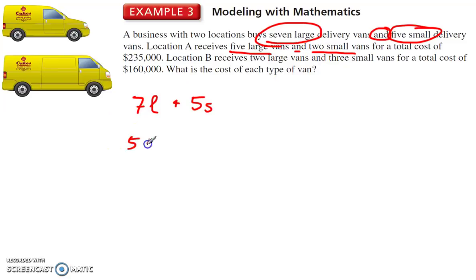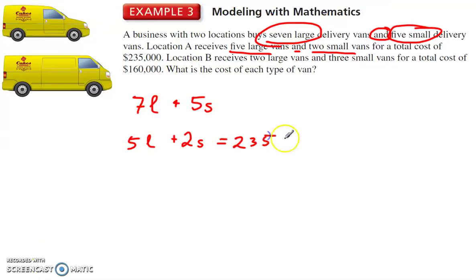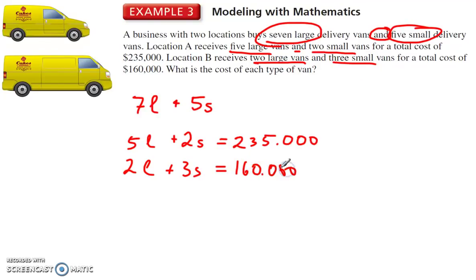So 5 large and 2 small vans for a total cost of $235,000. Okay, and location B gets 2 large vans and 3 small vans. So 2 large and 3 small, and for a total of $160,000. All right. Now we can solve this.